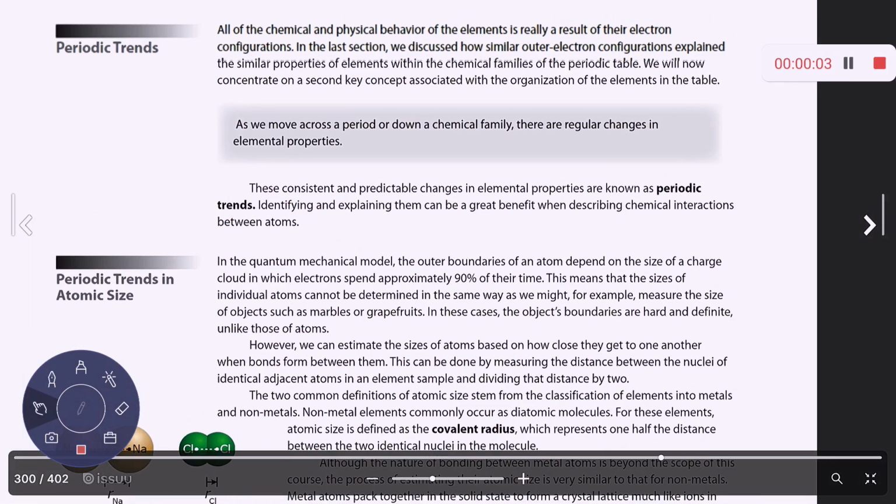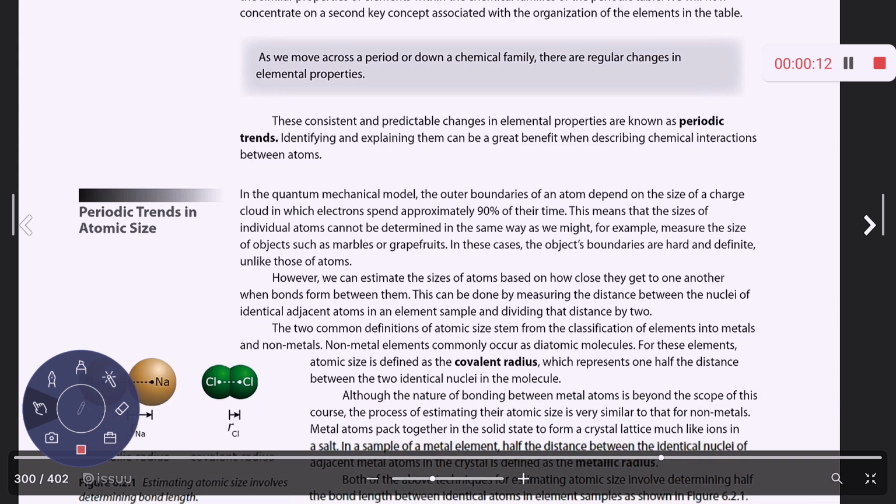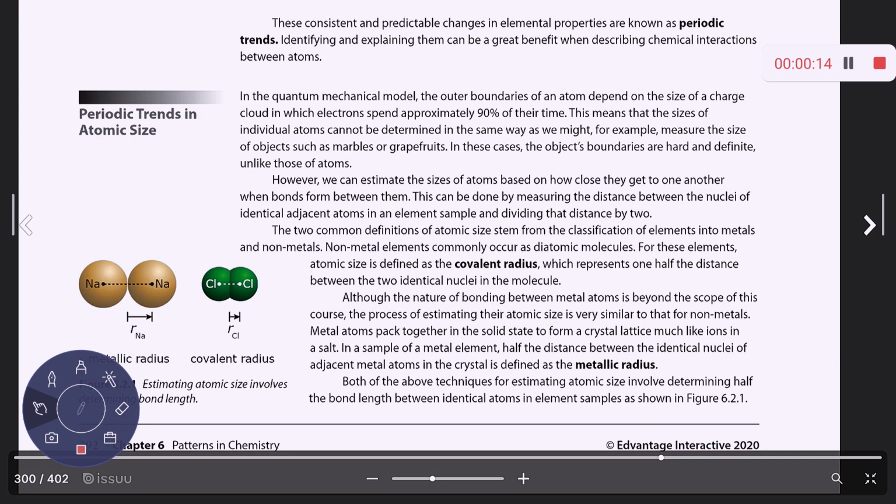So remember that periodic trends have to do with predicting whether they're increasing or decreasing as you move in one direction or another on a periodic table. The first periodic trend that I'm going to talk about is atomic size. They will sometimes call this atomic radius. We learned metallic character in the last section, and here we're talking about atomic size or atomic radius.